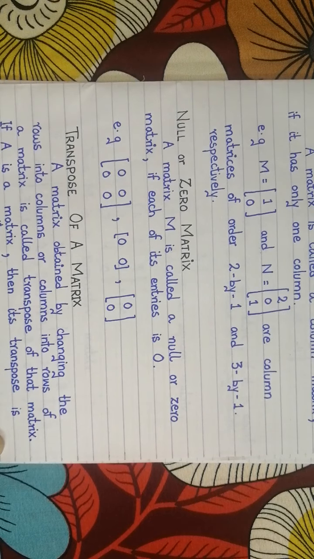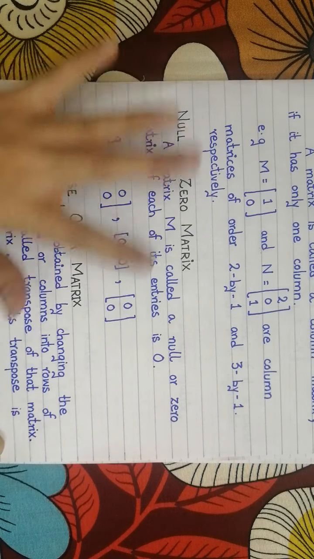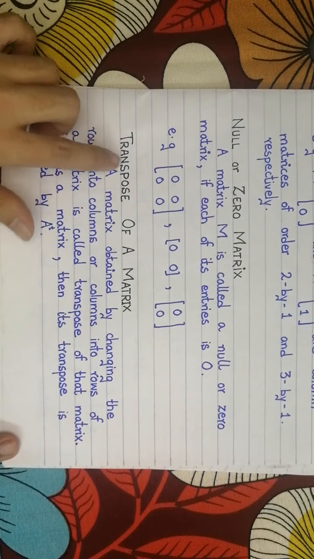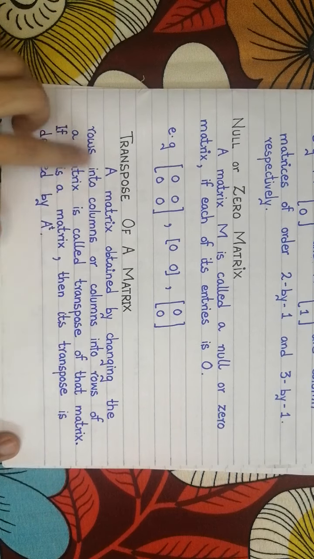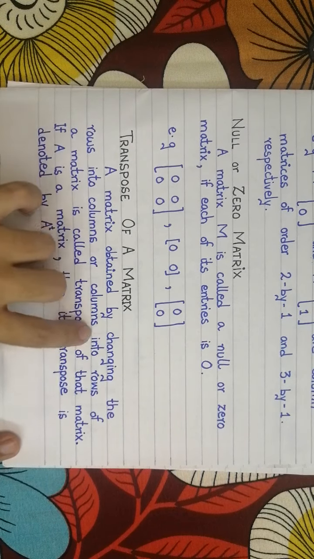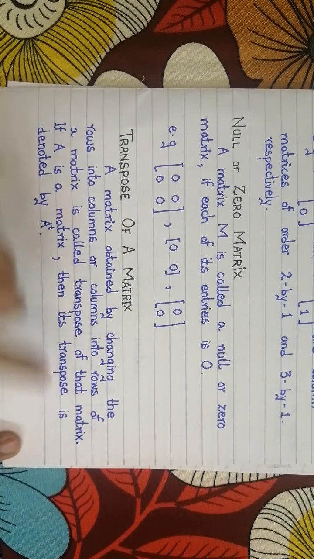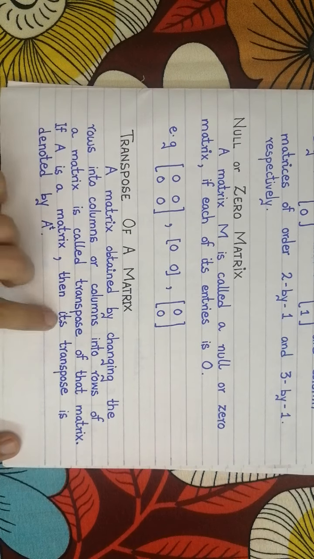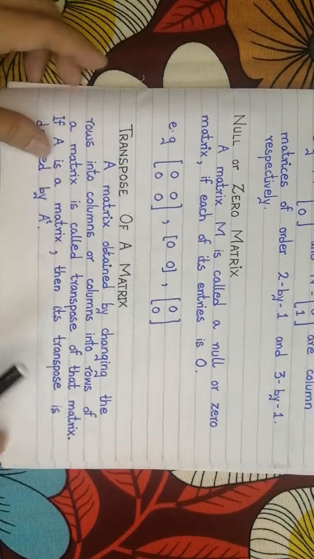Okay, no matter what the order of the matrix is, if the entries are 0, then we say this is a zero matrix. Now the next type is transpose of a matrix. A matrix obtained by changing the rows into columns or columns into rows of a matrix is called the transpose of that matrix. Now how we represent it, look here. If A is a matrix, then its transpose is denoted by A, and here we have to write a small t in the power.